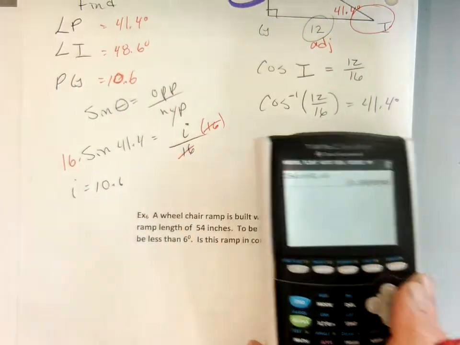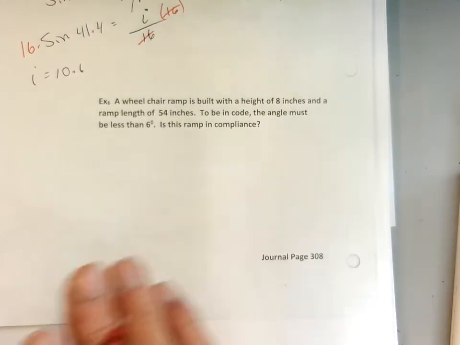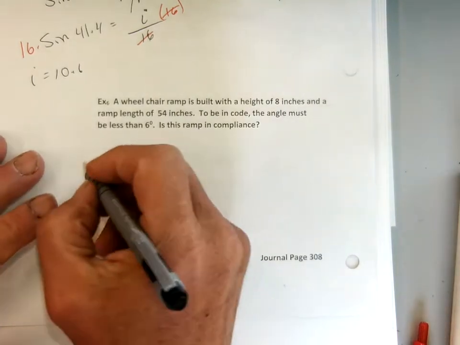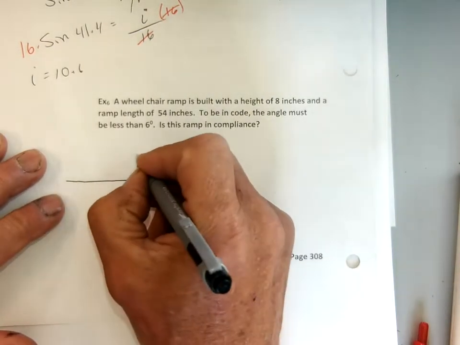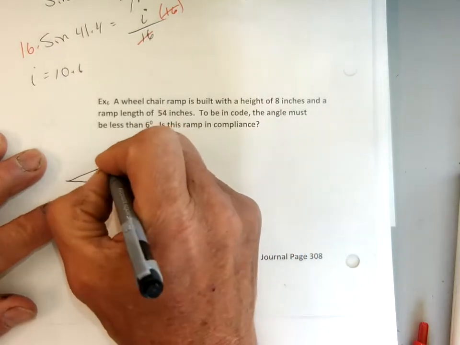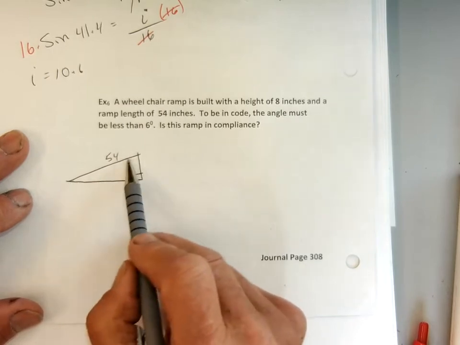All right. Last but not least, and I'll be done, okay? A wheelchair ramp is built with a height of 8 inches and a ramp length of 54. To be in code, the angle must be less than 6 degrees. Is this ramp in compliance? Well, let's figure it out. Here's my ramp. 54 is here. That's the ramp. Does that make sense? You're going to have a question like this on your test.